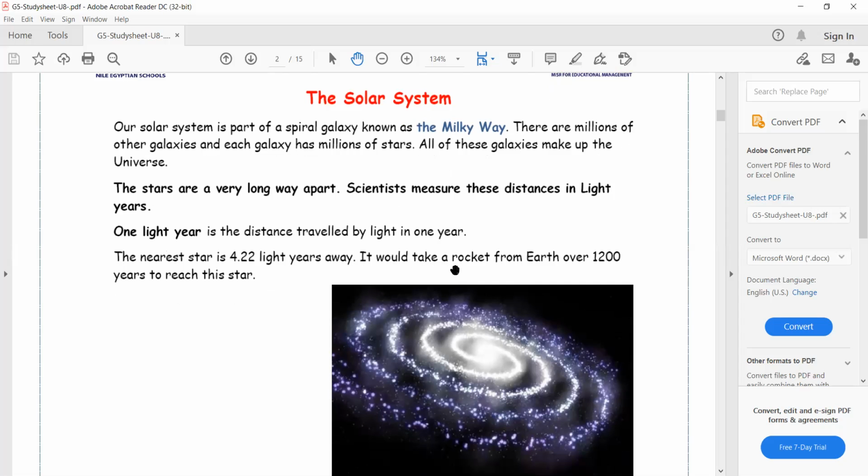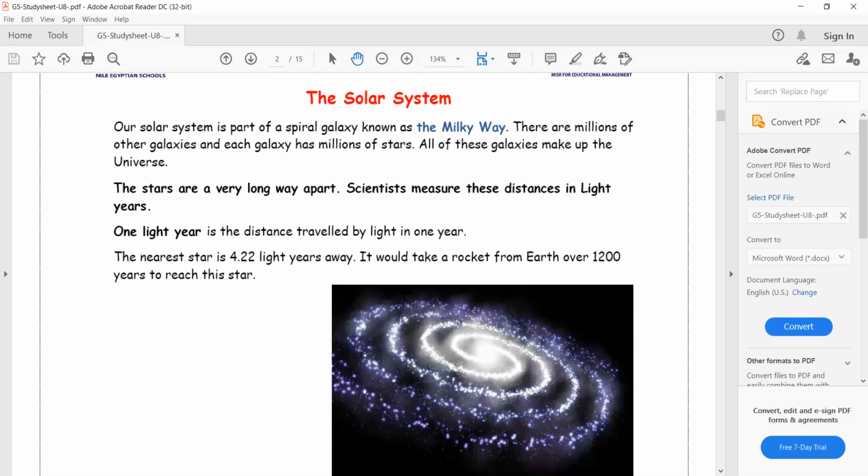It would take a rocket from the Earth over 1,200 years to reach this star. Of course, a rocket will not match the speed of light in any way. It will take about 1,200 years to reach this star, the second closest star to us. Of course, the closest star to us is the sun.